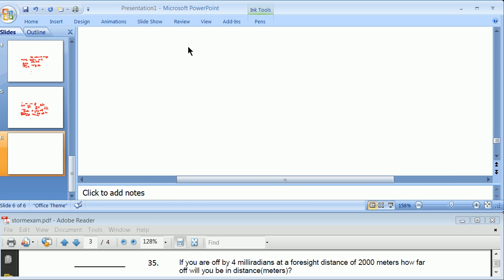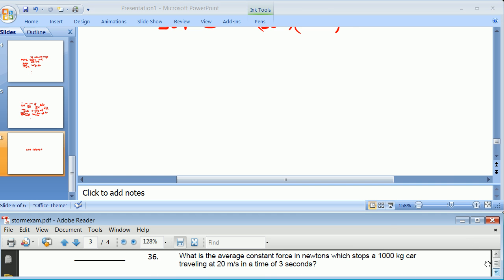Okay, S equals R theta. A milliradian is in fact 1,000th of a radian. And so you take a milliradian, you have the R equal to 2,000 meters, and the milliradian is 0.004. You get, in this case, 8 meters. But you should know 1 milliradian at 1,000 meters is a meter off in terms of arc length.